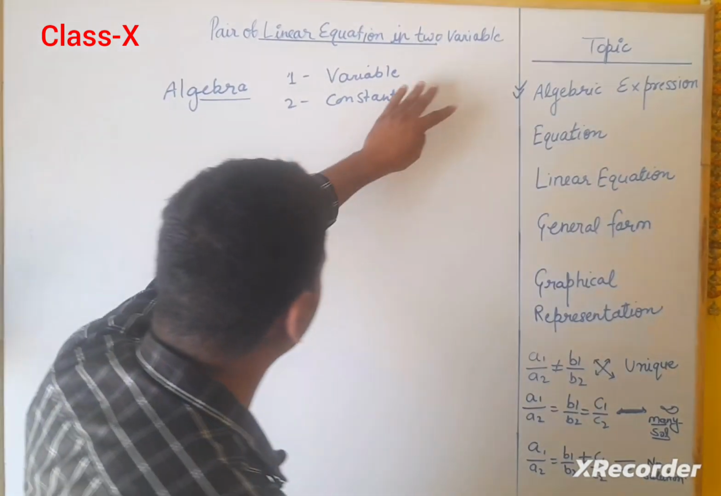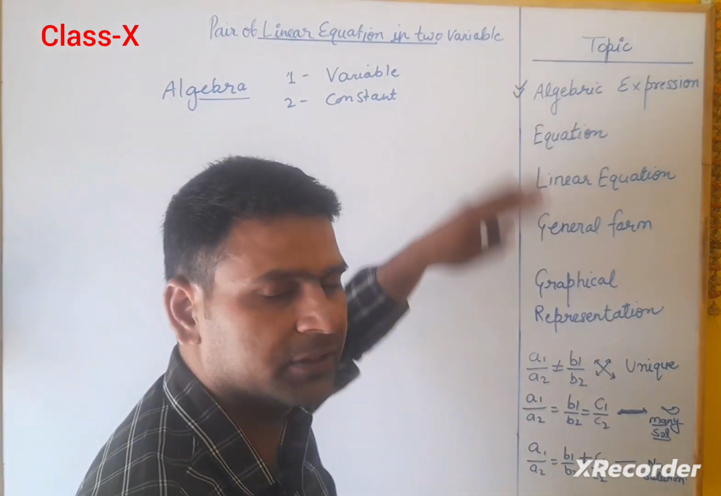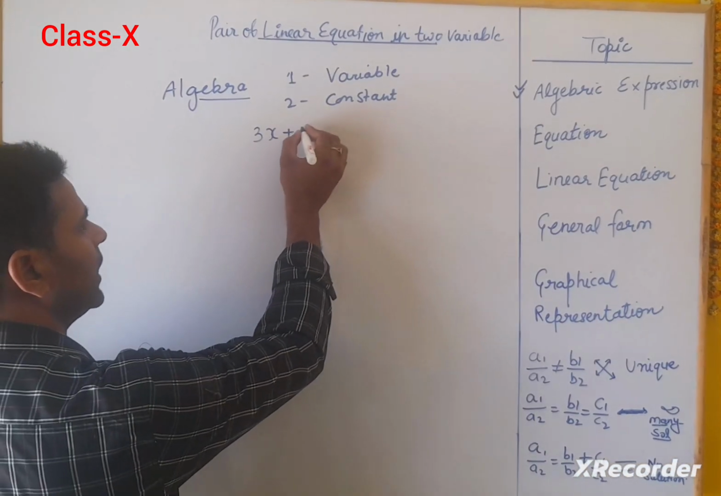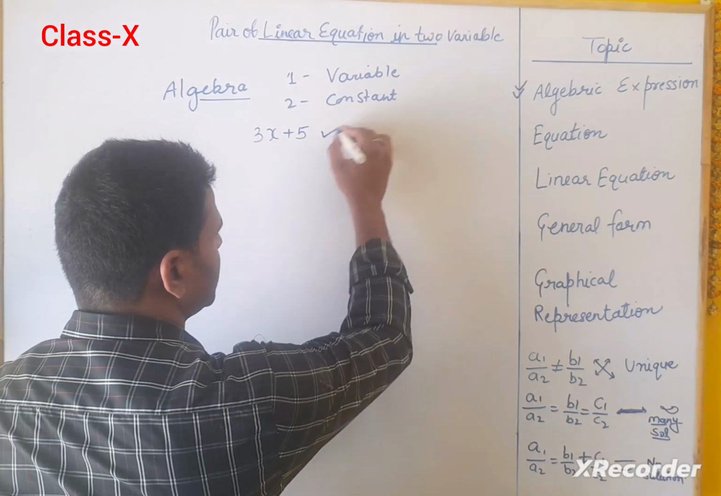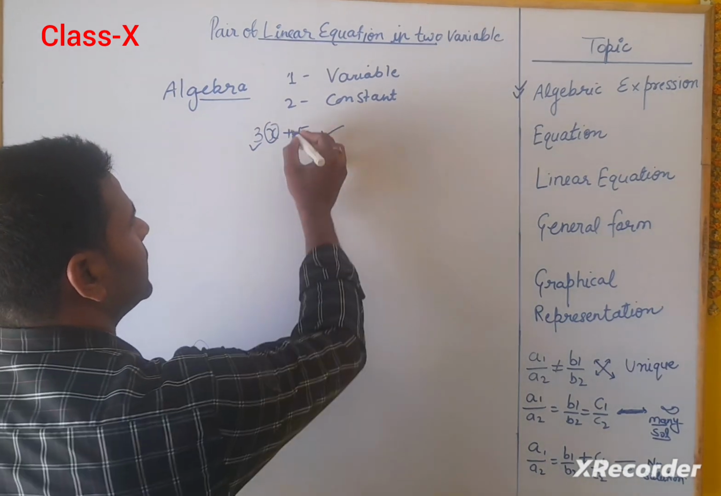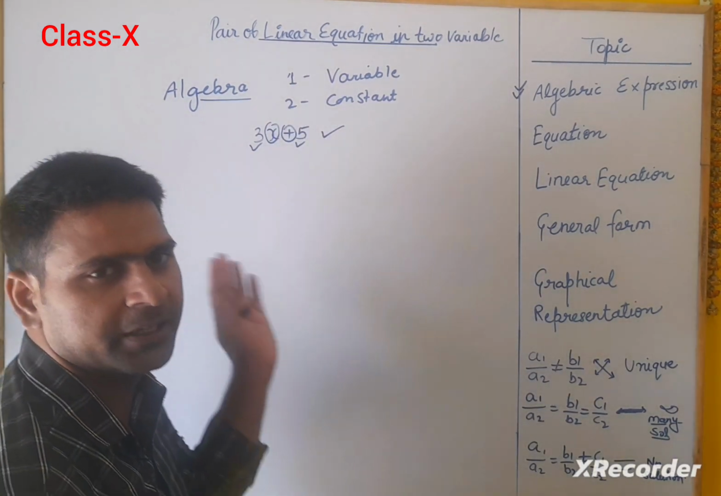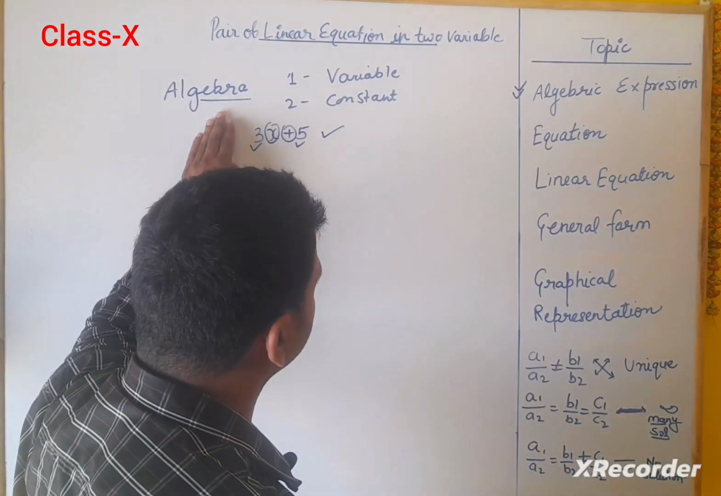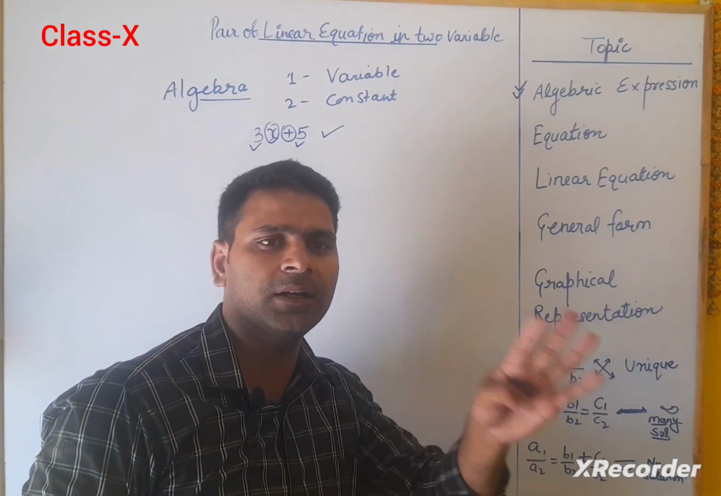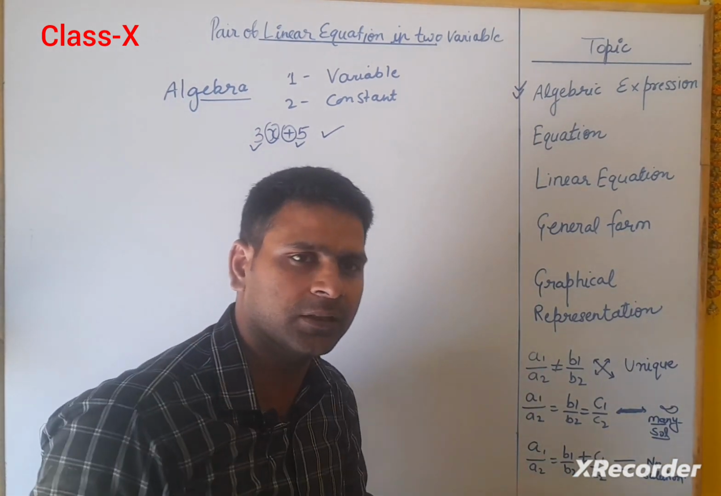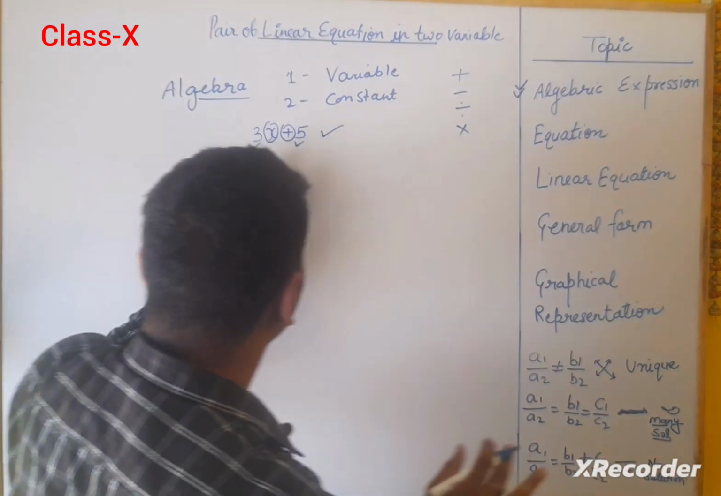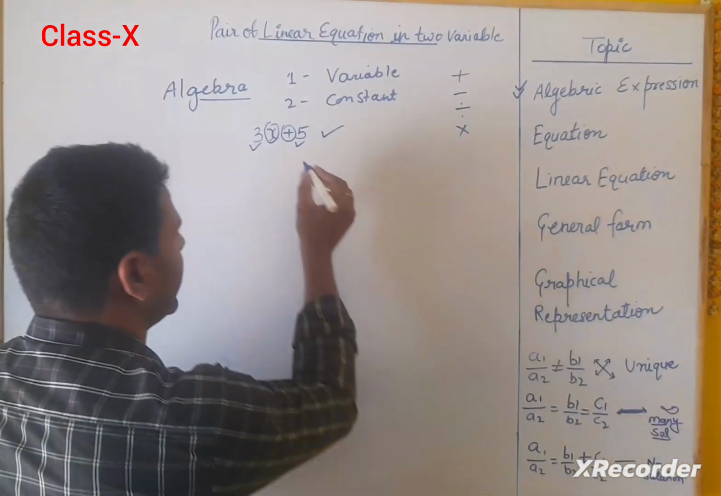An algebraic expression. Just see here, 3x + 5. That is an expression. In this expression there is one variable and a constant, and the plus is an arithmetical operation. So an algebraic expression is a combination of variables and constants with the four fundamental arithmetic operations. What are they? Plus, minus, divide and multiply. That is the algebraic expression.